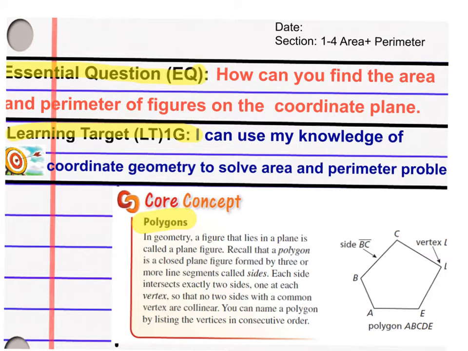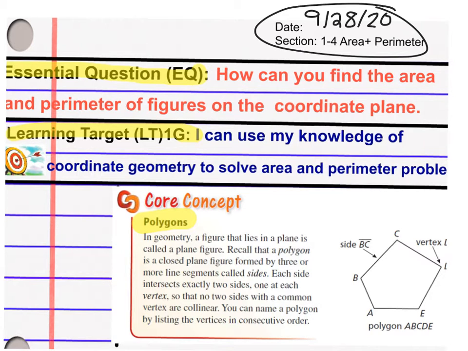I believe, I'm making this ahead of time, so it could be a little off. I believe the date is September 28th, but if that's not right, put the right date. So have your date and topic or title in that upper right corner. You're going to go ahead and set up your lines for your Cornell notes, set up your essential question and your learning target. We're on 1G.